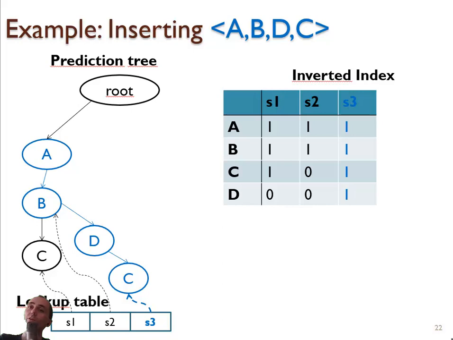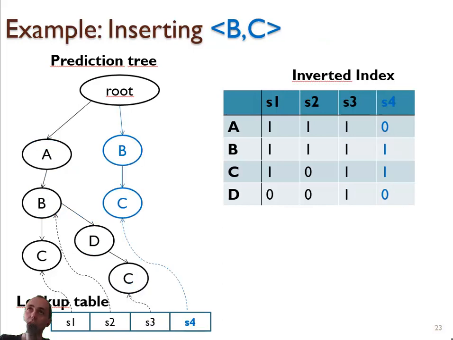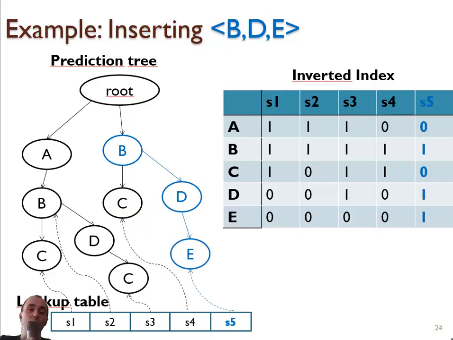Now we repeat this again for the next sequence, B, C. And then we do the same thing again for B, D, E, the last one. So now we have finished building the model. That's all for training.